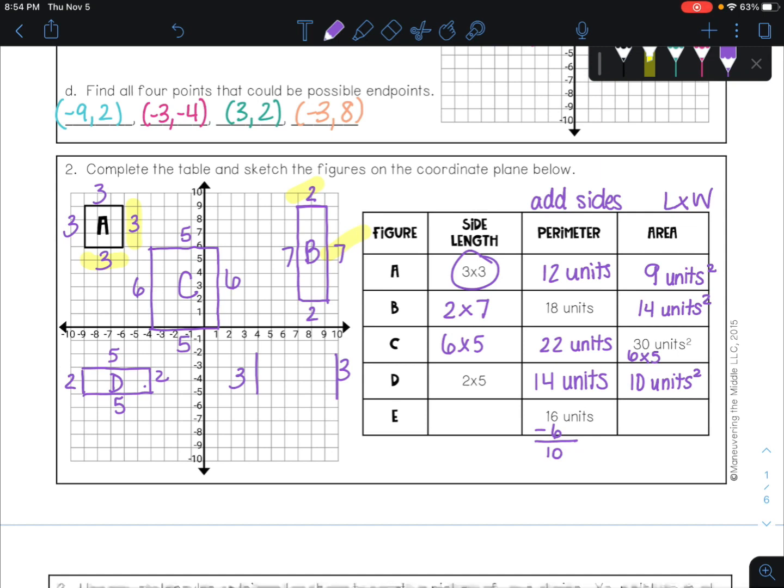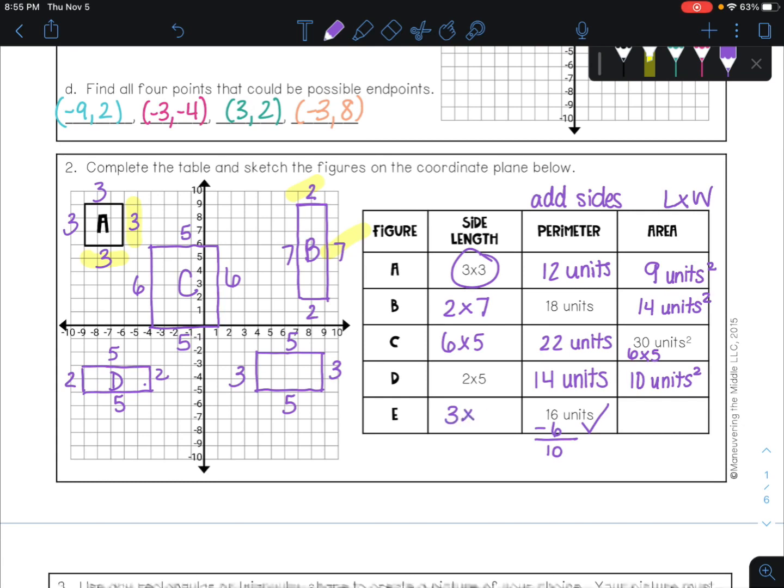So to get that total of 10, I'm going to have one side that's 5 and the opposite side that's also 5. So 1, 2, 3, 4, 5. And here's where my shape's going to go. Whoops. So this is 3 and 3, which is 6. 5 and 5, which is 10. Total, 16. So it works out. Our shape is 3 by 5, and that is E.